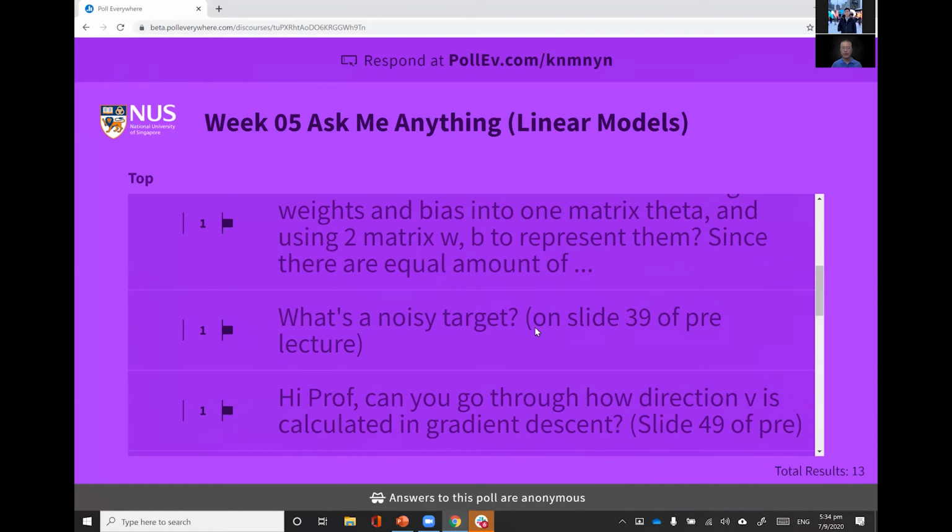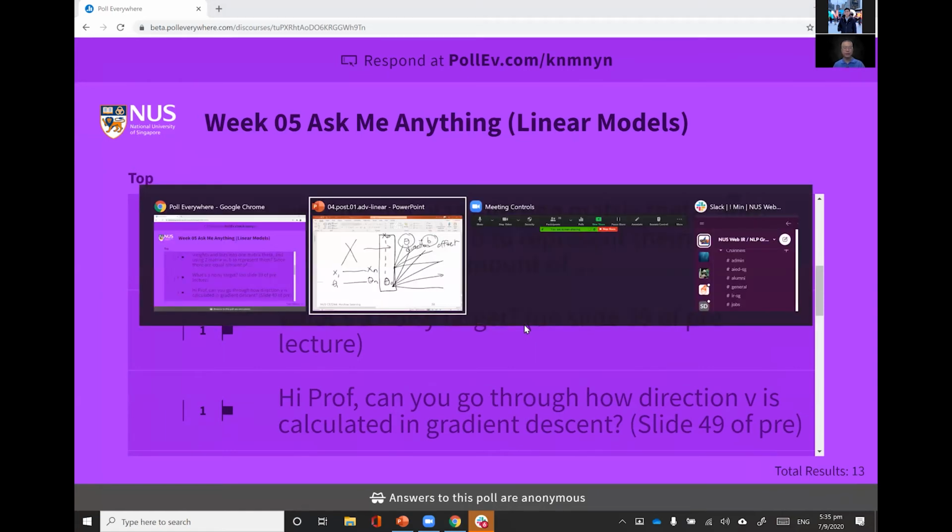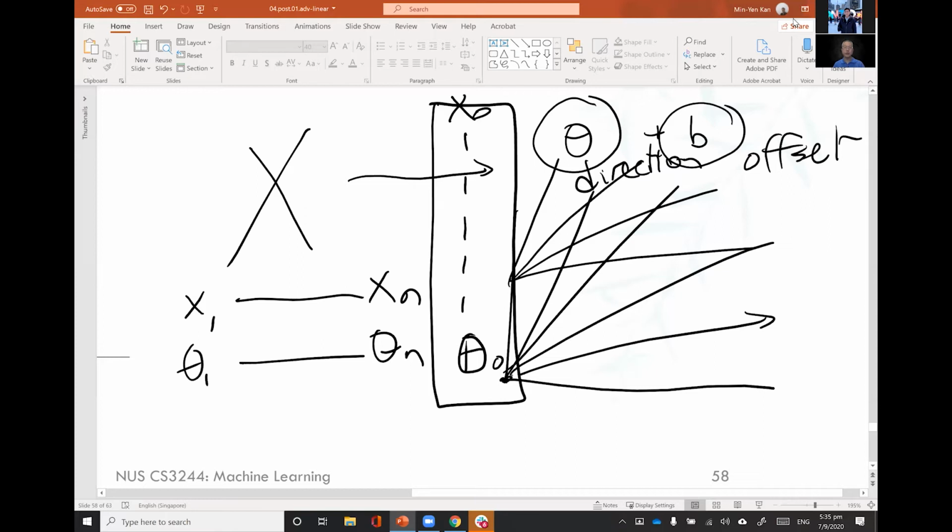Okay, what's a noisy target? Let's go back to that. I think that was in the pre-lecture, as it said on the slide. So let's go open that up.